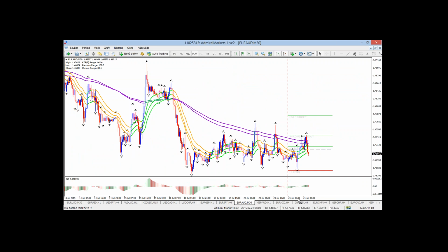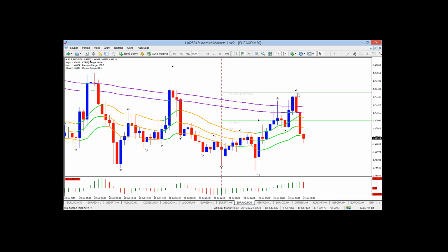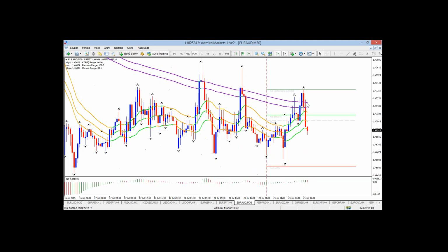H4, that made sense, just a bit too late, unfortunately. That happened more than an hour ago. Here it makes sense because we're in a range environment. So when in a range environment, looking for the reversal off of those levels has more merit.